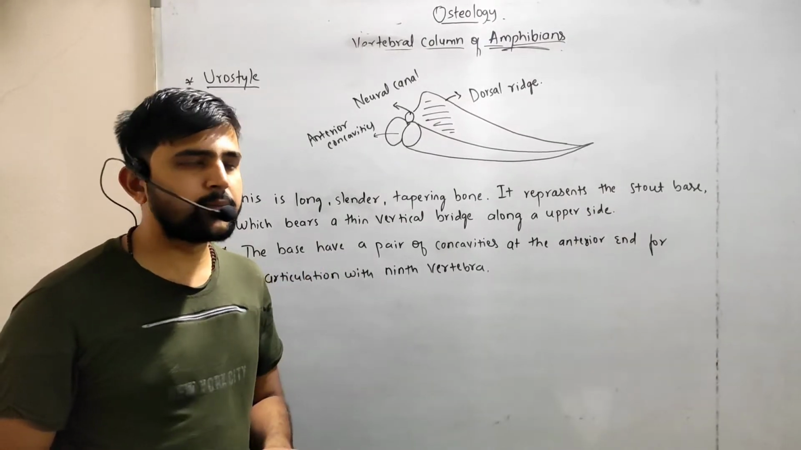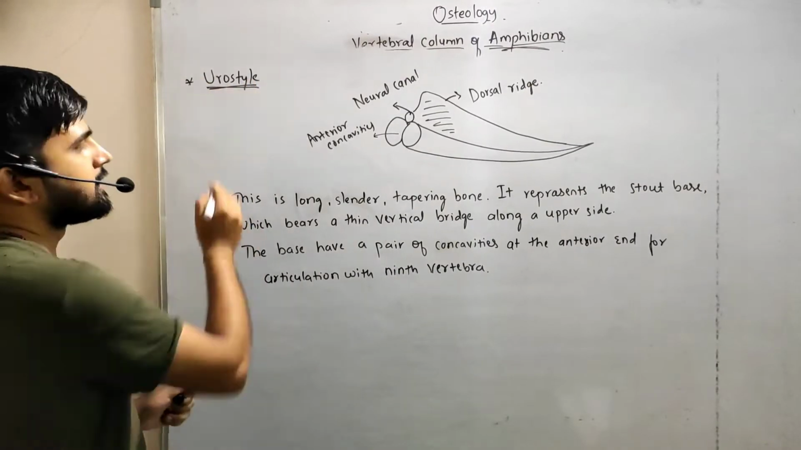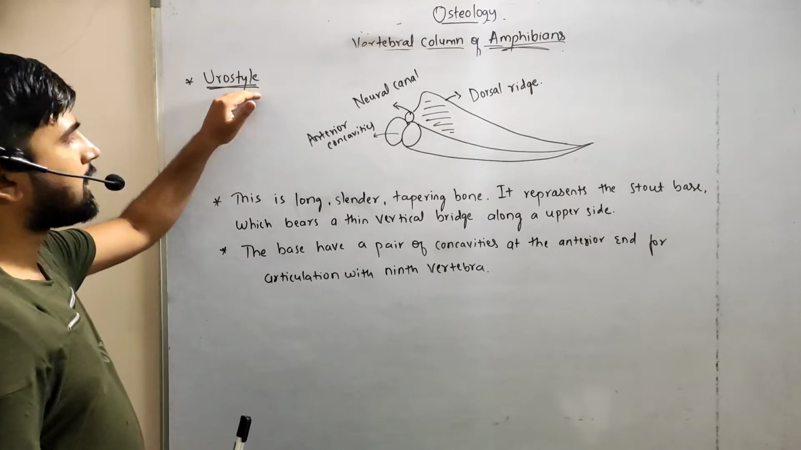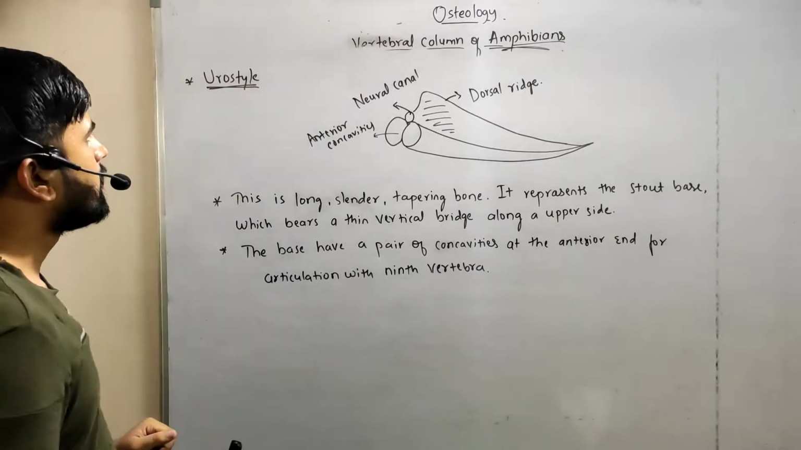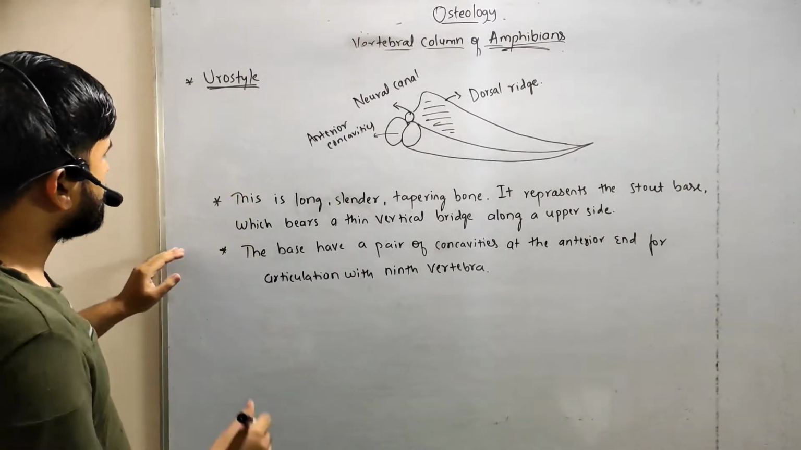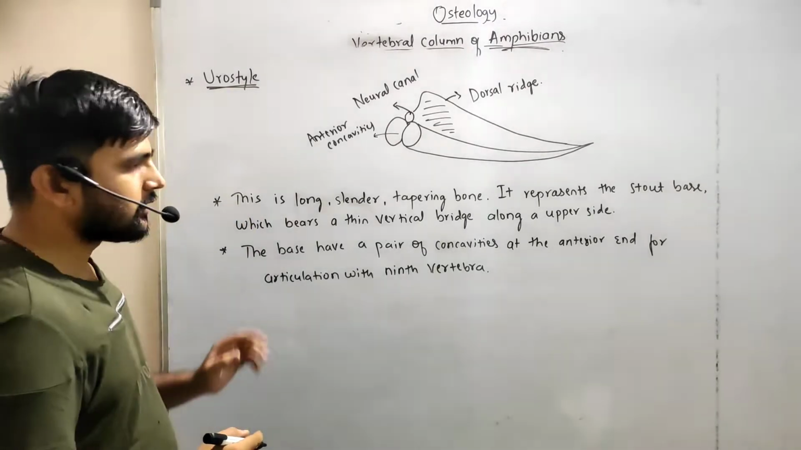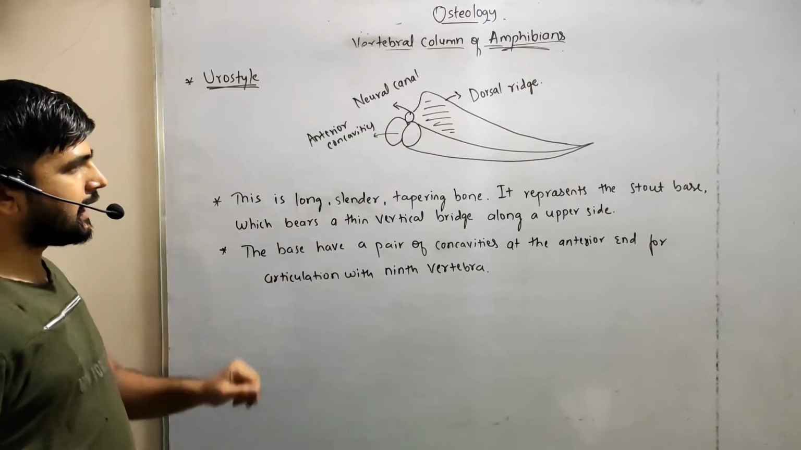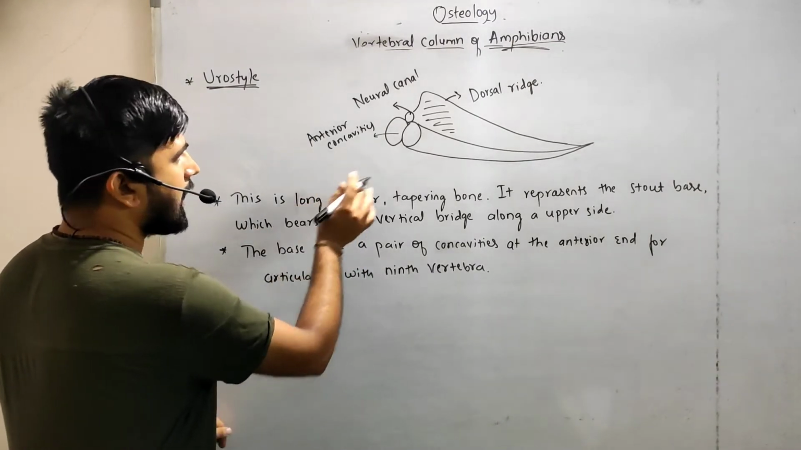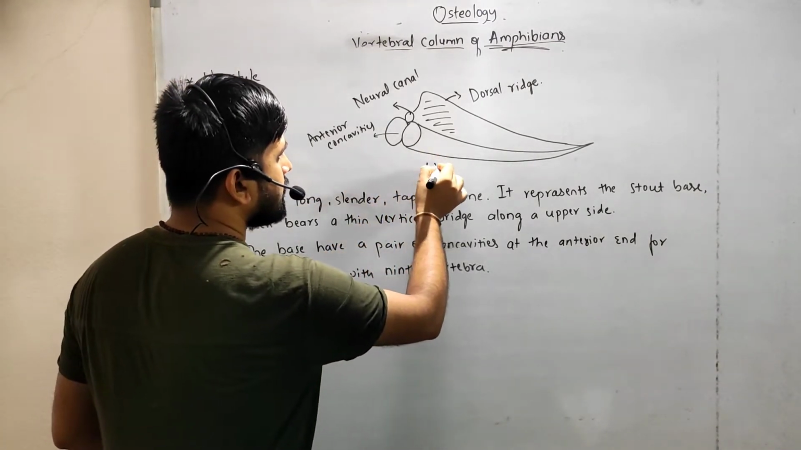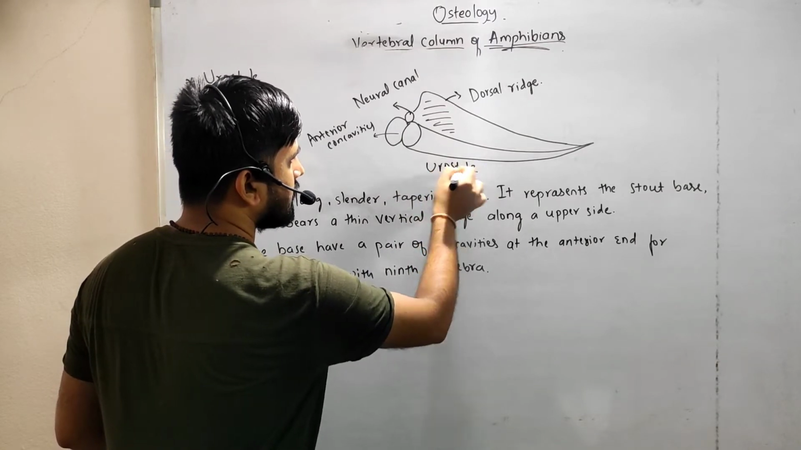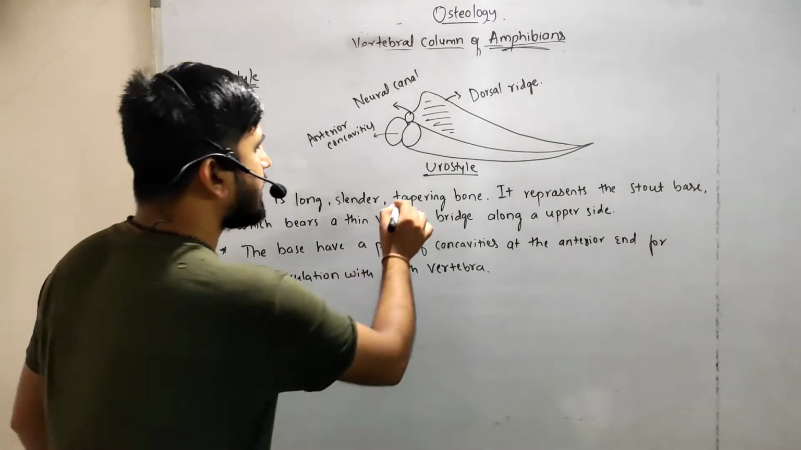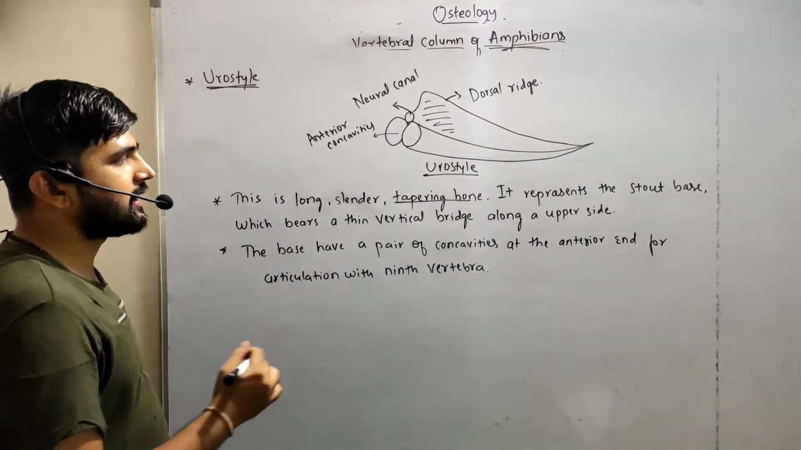The last vertebra is the urostyle. This is the end of the vertebral column. We are talking about the urostyle. It is a long, slender, tapering bone, as it looks here, with a tapering end.